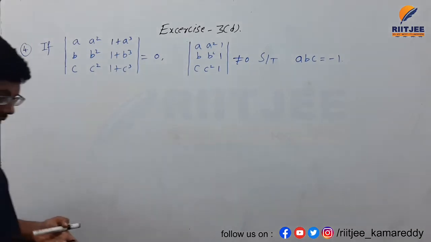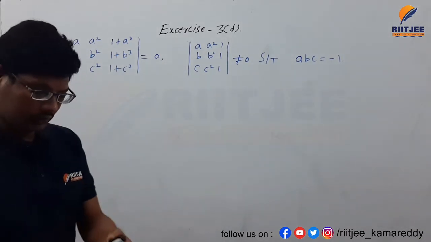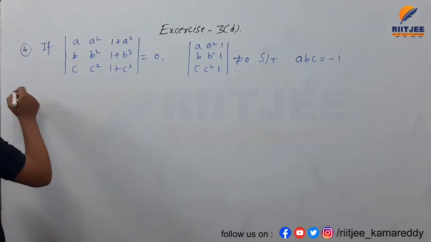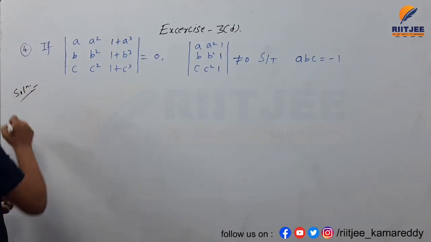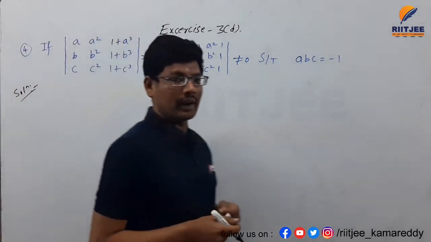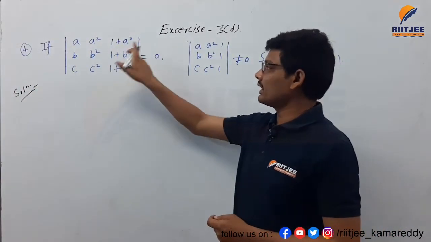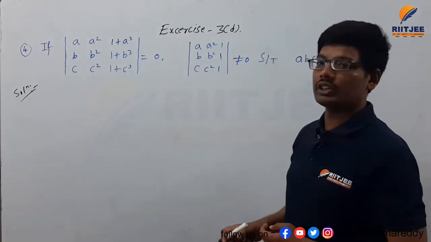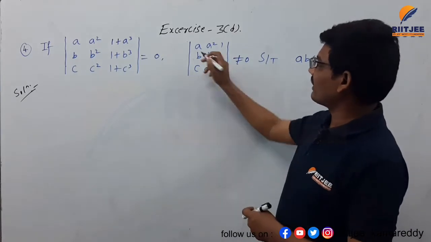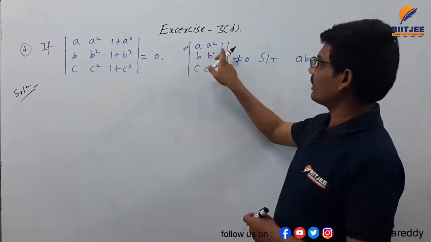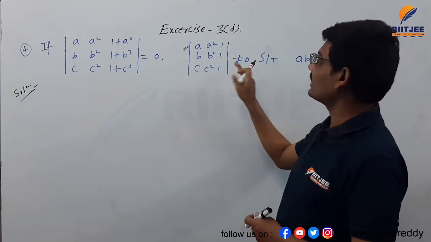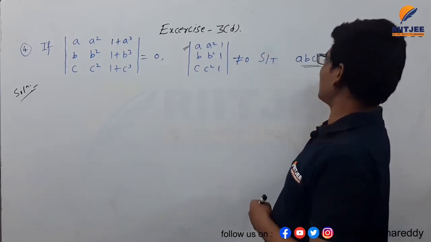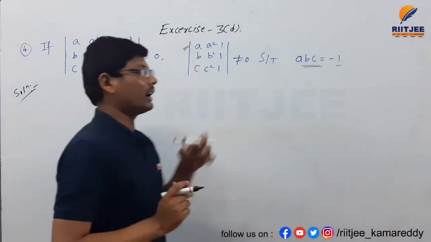Here the solution for this question: he is given the modulus of the 3 by 3 matrix a square, a, 1 plus a cube; b square, b, 1 plus b cube; c square, c, 1 plus c cube equal to 0, and he is given one condition, that a square, a, 1; b square, b, 1; c square, c, 1 must not be equal to 0, then show that a into b into c is equal to minus 1.